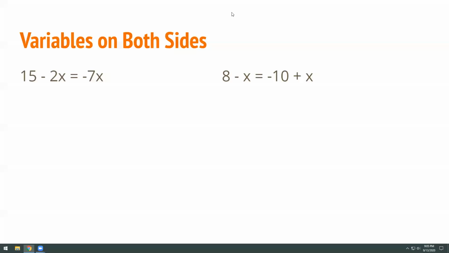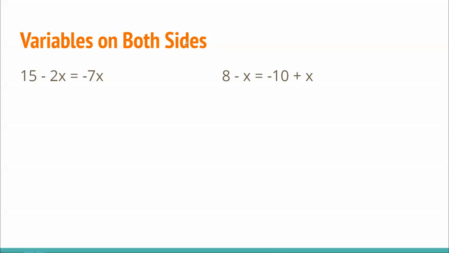So if we look at this first problem here, we've got 15 minus 2x equals negative 7x. So I'm drawing my line. This left side and this right side are both simplified down as far as they can go. But I do see that I have a variable on the left and a variable on the right. So that means that I have to combine those two. I'm going to ask myself what's happening with addition or subtraction. So let's say that I wanted to move this 2x over to the other side.